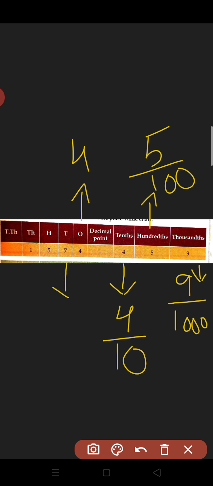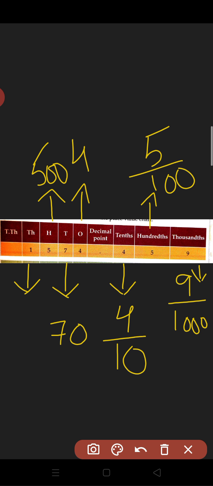Place value of 7 is 70 because 7 is at tens place. 4 is at ones place. 4 ones are 4. Next, place value of 5 is 5 into 100, 500. Now the last digit, place value of 1 is 1000 because 1 is at thousands place. So 1 into 1000 is 1000. These are the place values.